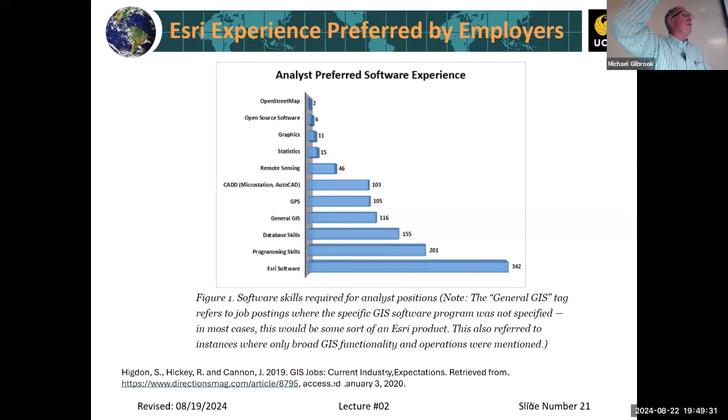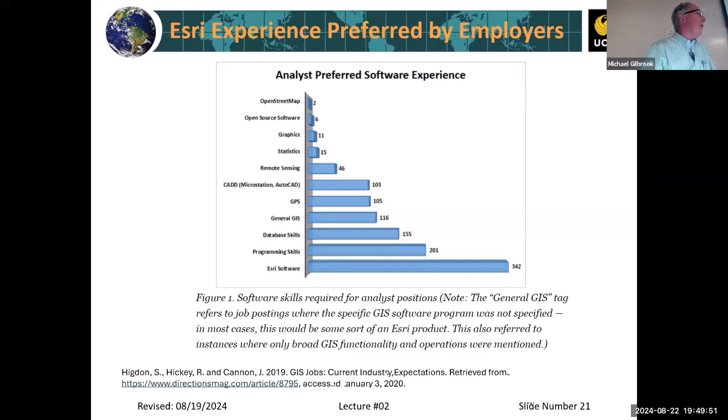That's why we're teaching you this product. You can always learn another GIS product. Once you've learned this one, if you went someplace that used QGIS, it would take you like 3 days in order to become an expert at it.